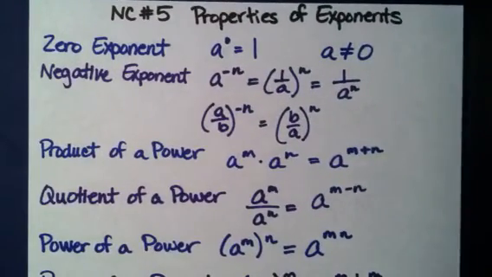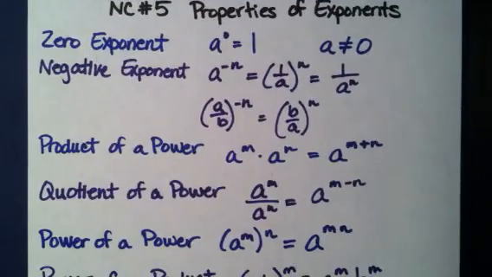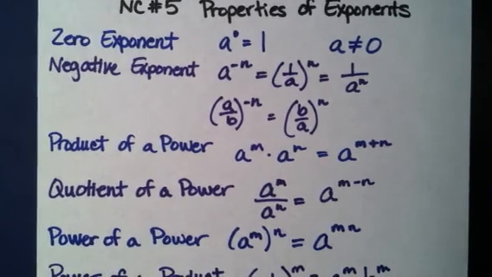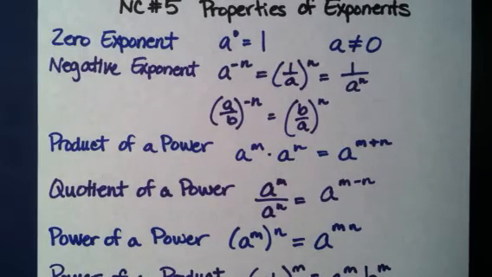Note card number 5 covered properties of exponents. We have the zero exponent property, which tells us that any non-zero number to the 0 power is going to be 1. The negative exponent property showed us that if we use the reciprocal of a number, the exponent becomes positive. If we have a fraction, we flip over the fraction to make the exponent positive.